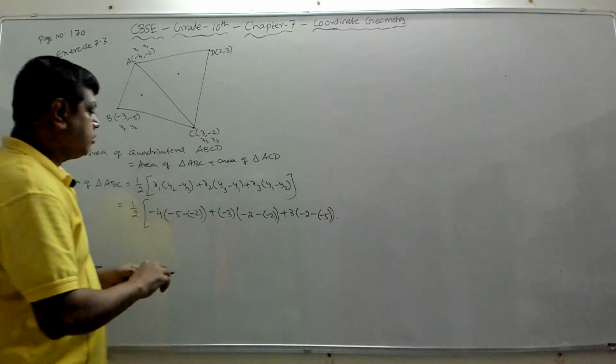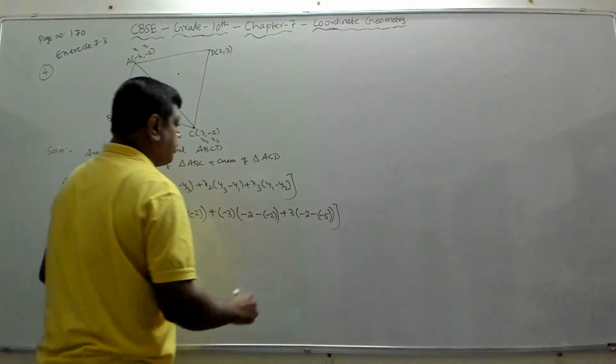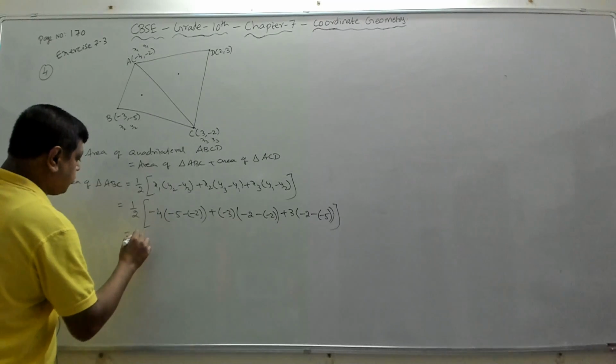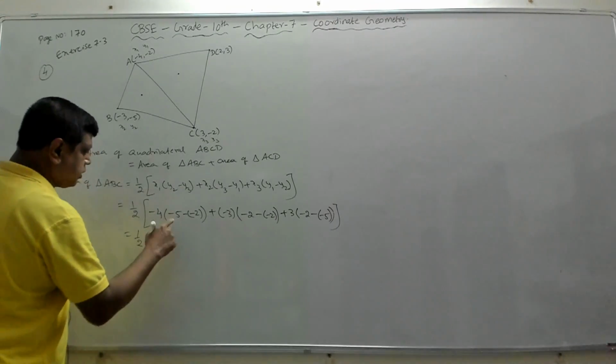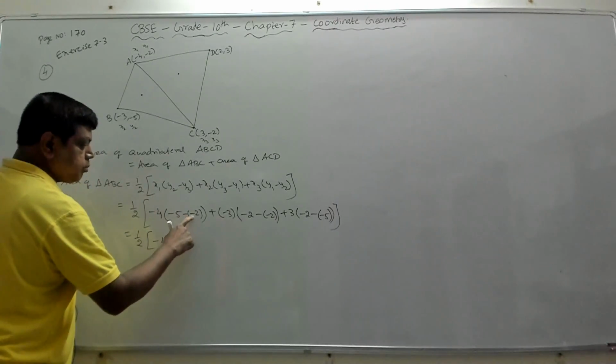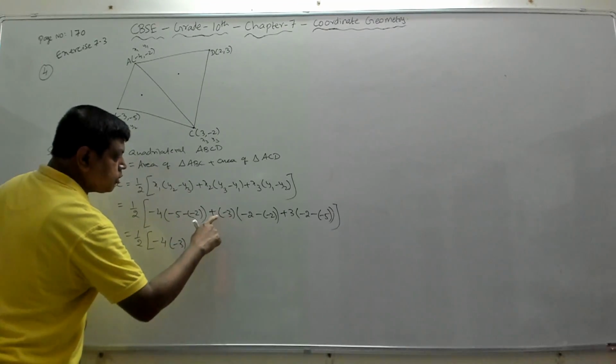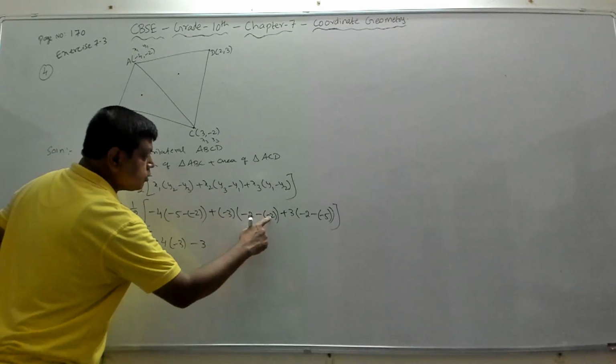So what do we get? Close this bracket. Fine. So now if you simplify this, that is equal to 1 by 2 of minus 4. This is minus 5. This is plus 2. Minus and minus plus 2. Minus 5 plus 2 is minus 3. Minus plus into minus is minus 3. Minus 2. This is minus into minus plus 2.